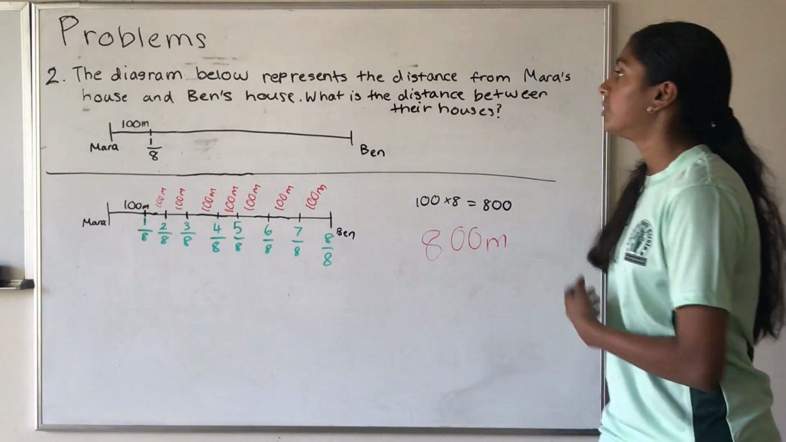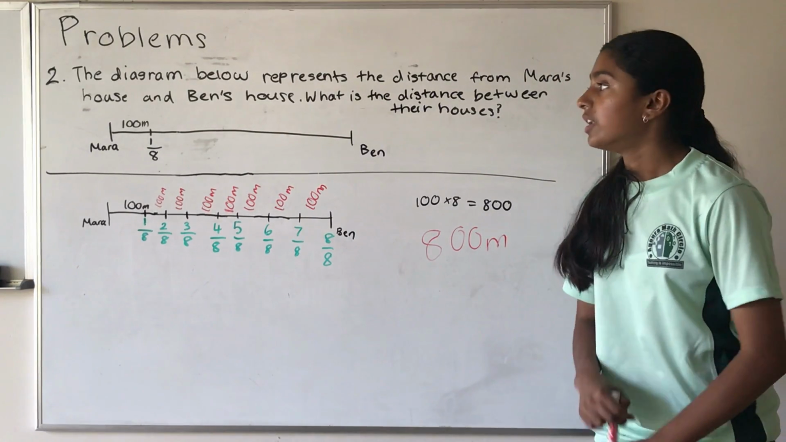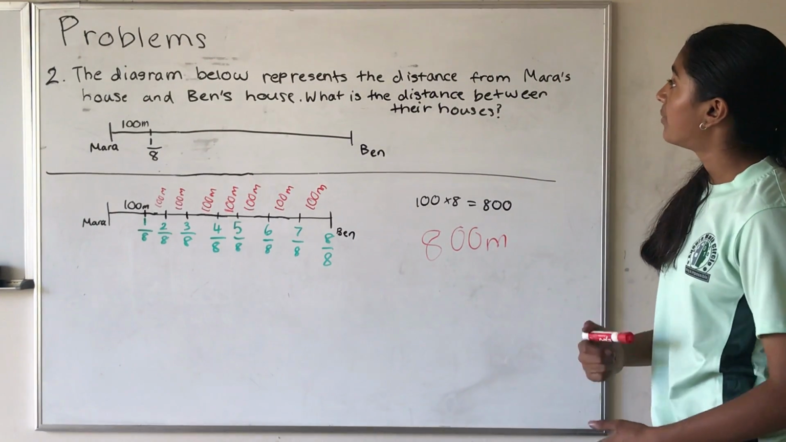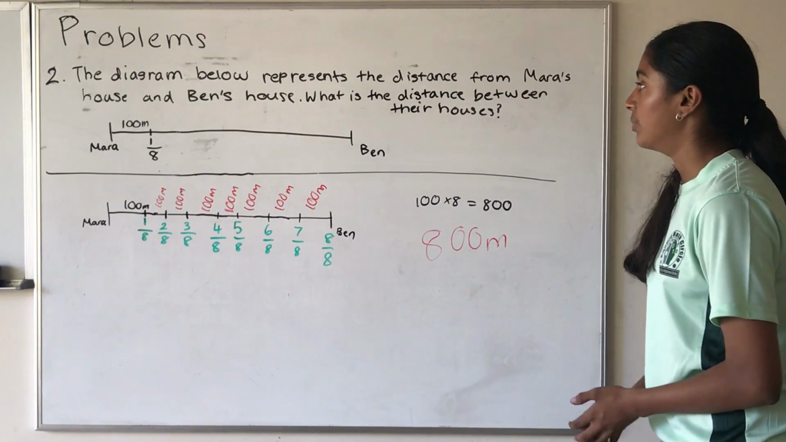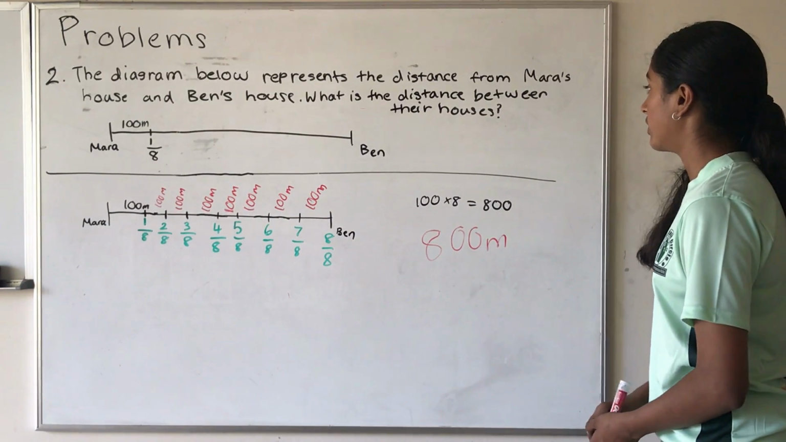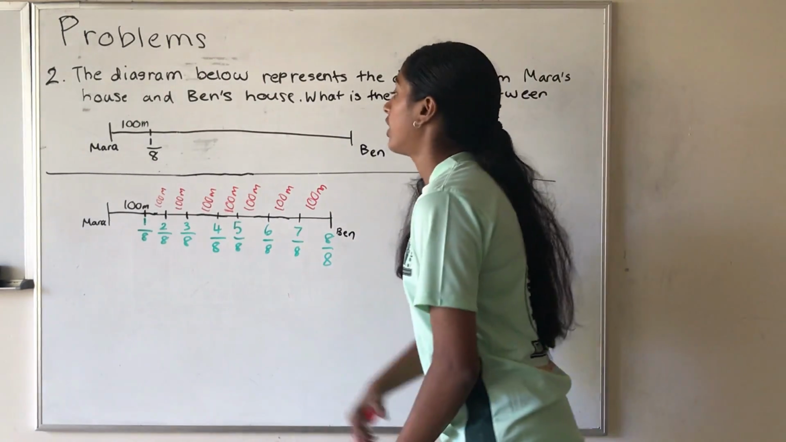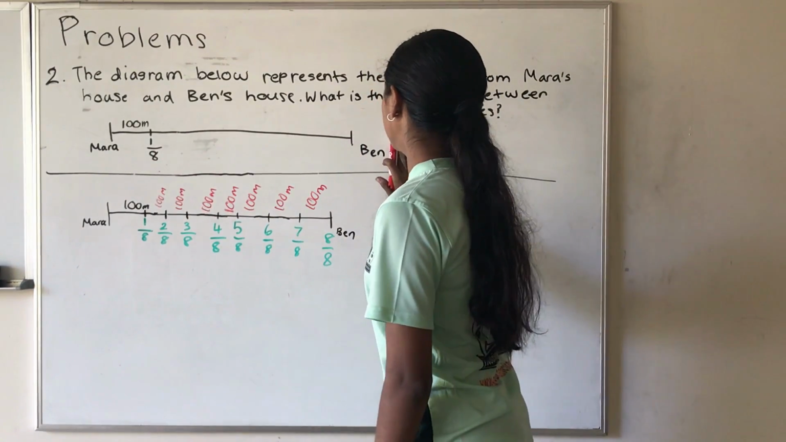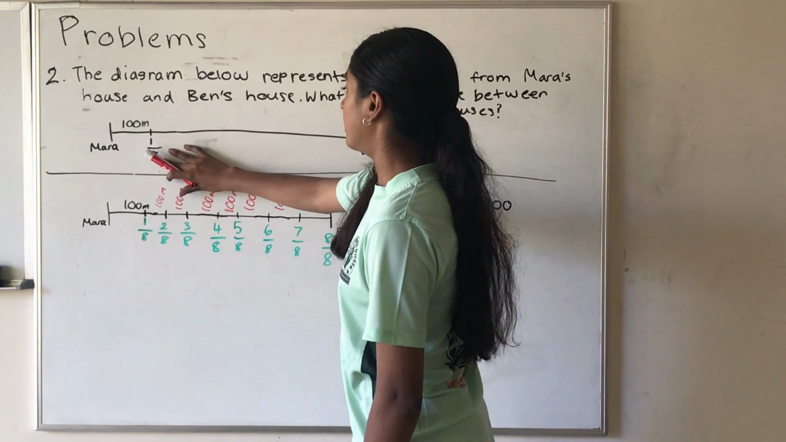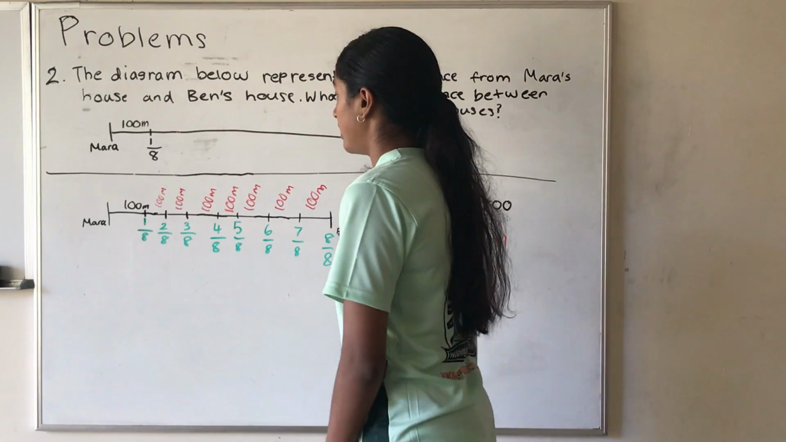So this next problem is from Math Kangaroo. Number 2. The diagram below represents the distance from Mara's house and Ben's house. What is the distance between their houses? So their diagram shows you Mara's house and Ben's house. And it tells you 1/8 of the distance between their houses is 100 meters.